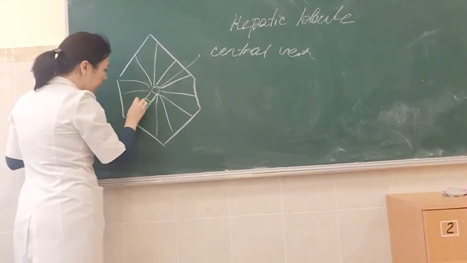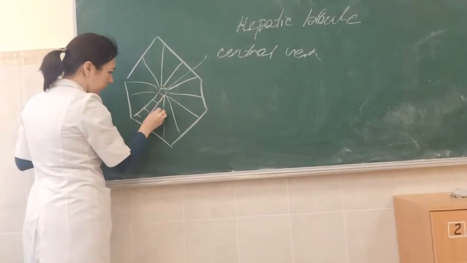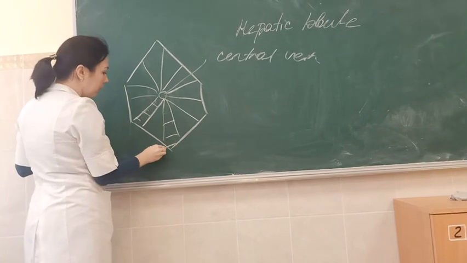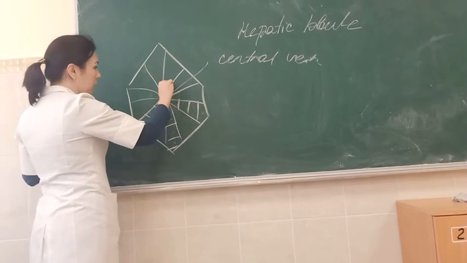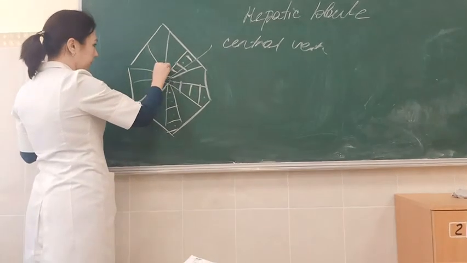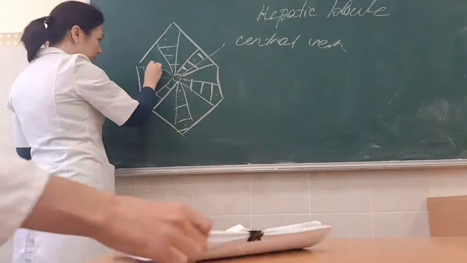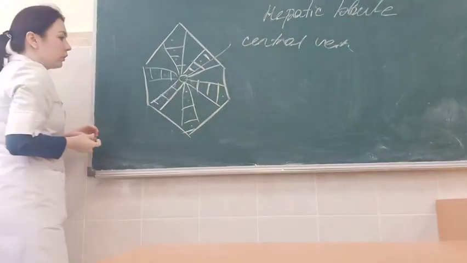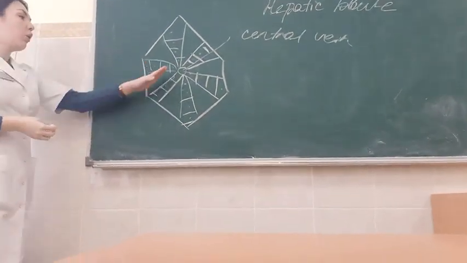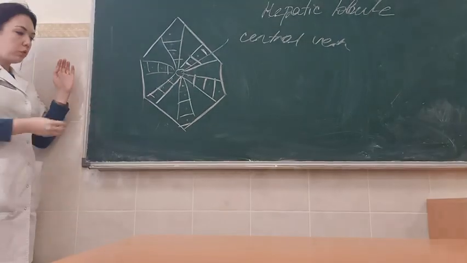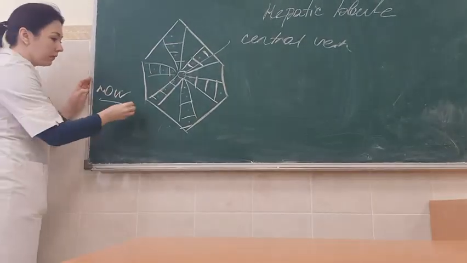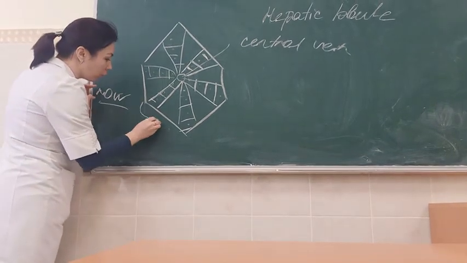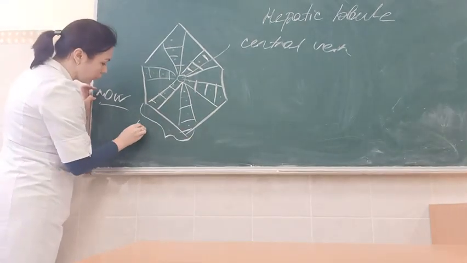So rows of hepatocytes. Cyte means cell, hepato means liver, so it is just a typical liver cell. This is the nucleus. Two rows of hepatocytes. Do you understand what the word row is? Row. Yes. Two rows of hepatocytes form the hepatic cord. Hepatic cord.